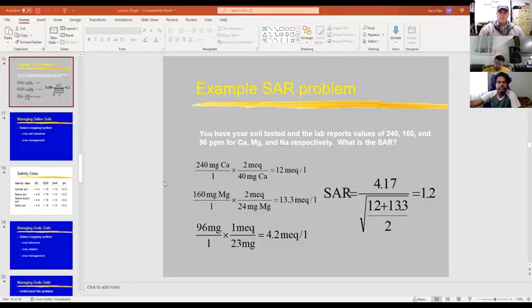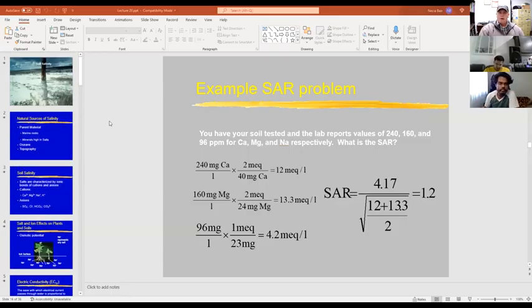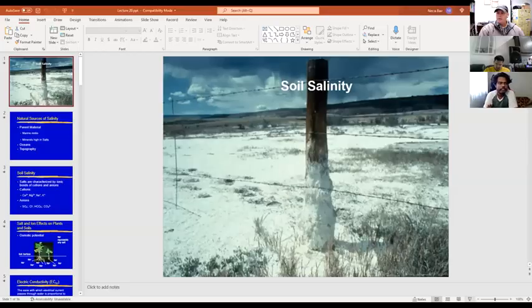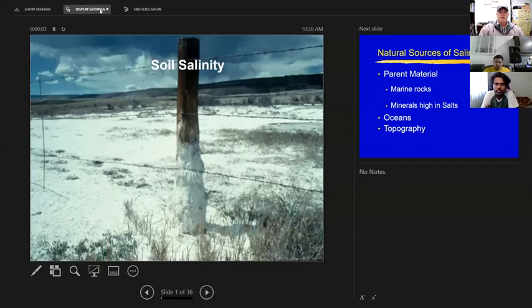Let me pull up the lecture for today. Can you guys see that okay? Yeah. Okay. All right, we're going to start with talking about soil salinity. And let me change the display here.